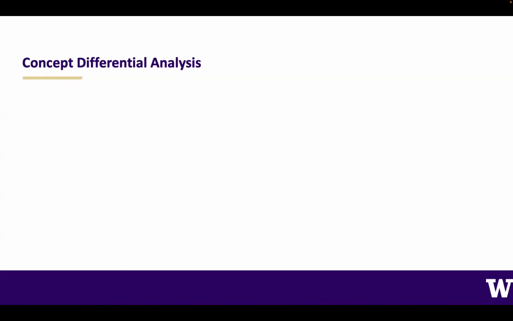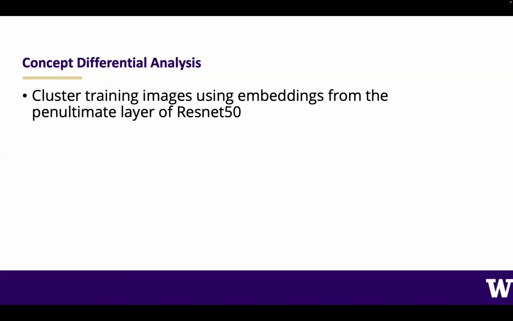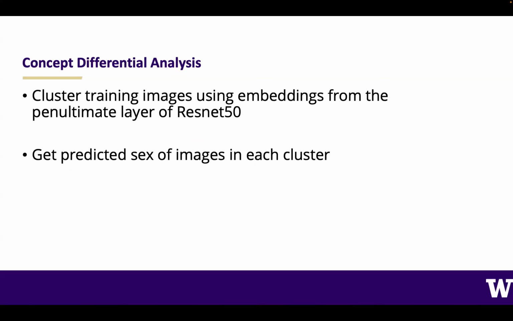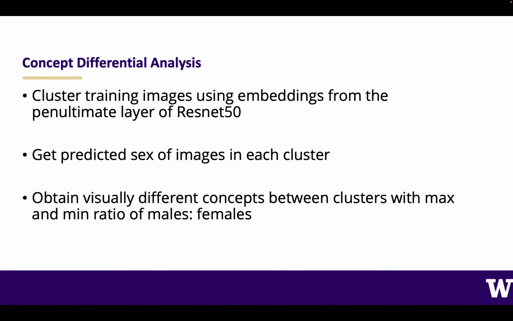The first thing we try out is concept differential analysis, where we start off by clustering training images to be visually similar, using embeddings from the penultimate layer of ResNet-50. Then we get predicted sex for images in each of these clusters, and we get the clusters with the maximum number of males and the maximum number of females. The differences between these two clusters would indicate some signals which are important for the classifier.